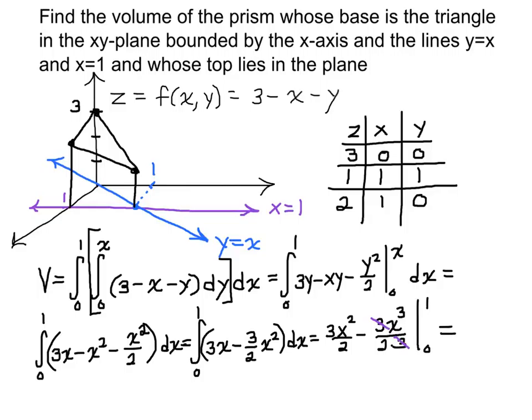So when we evaluate this, we're going to evaluate it between 1 and 0. If we put a 1 in, we end up with 3/2 minus 1/2. And of course, if we evaluate it at a 0, we subtract the integrand with a 0 in it, and that goes away. So it's 3/2 minus 1/2, which is 1. So our solution, put a box around it, the answer is 1 unit cubed.